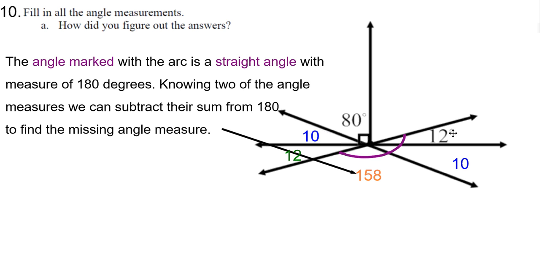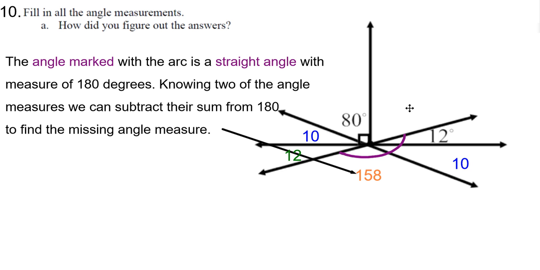Notice we could have done the same thing here, because it's the same measurements. This angle and this angle are supplementary because it's a linear pair, and we can find that difference as well. Now, is there a way that we could find this angle measurement?